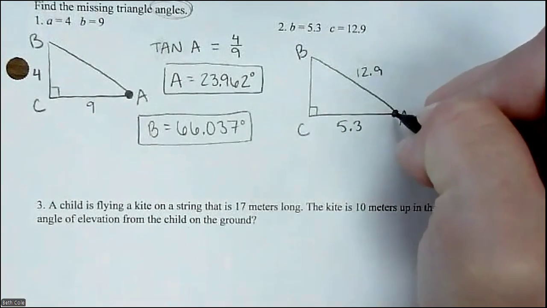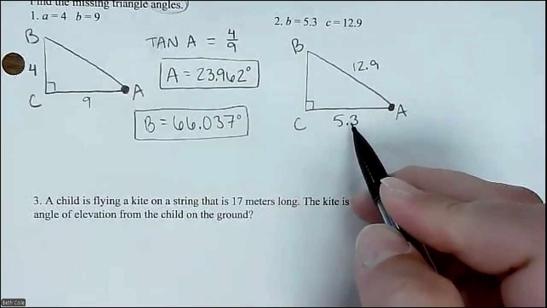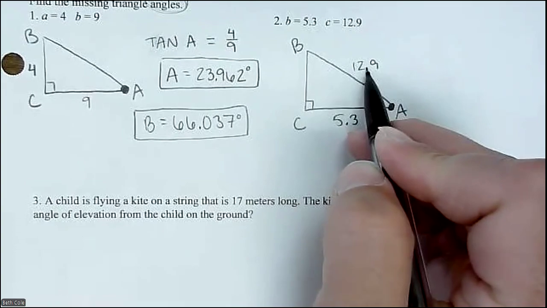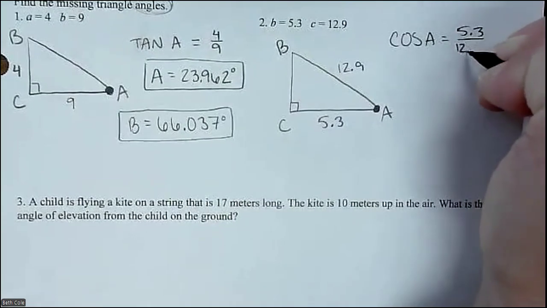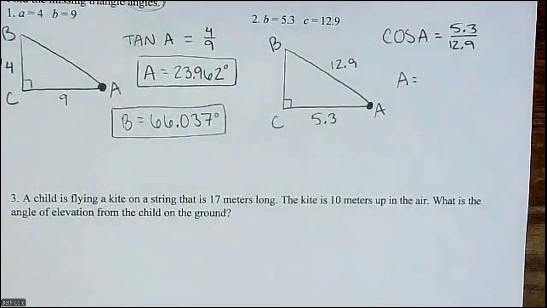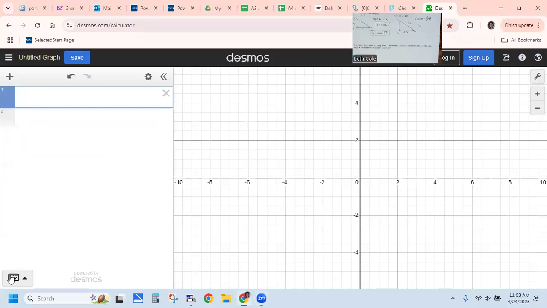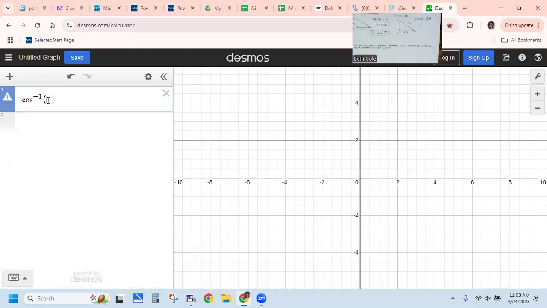All right, so let's find A first. You are here on the map. I don't have the opposite. All right, 5.3 is adjacent, 12.9 hypotenuse. So it is cosine. Good job. So cosine of A equals adjacent over hypotenuse. Isn't that nice? So how am I going to type into the calculator? Cosine inverse. Yeah, I'm going to go into functions. Cosine inverse of 5.3 divided by 12.9. Truncate that to 3 places, and it is 65.741 degrees.